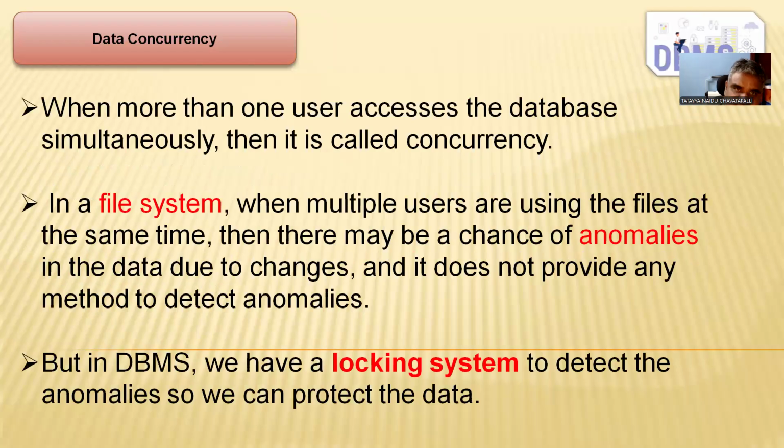The next one is data concurrency. When more than one user accesses the database simultaneously, it is called concurrency. In a file system, when multiple users are using the file at the same time, there may be a chance of anomalies in the data due to changes, and it does not provide any method to detect anomalies. But in DBMS we have a lock system to detect the anomalies, so we can protect the data.